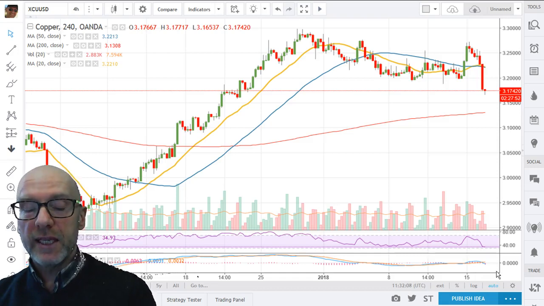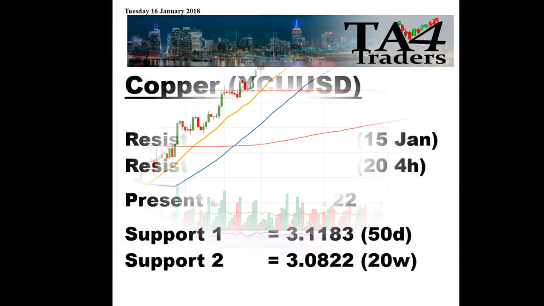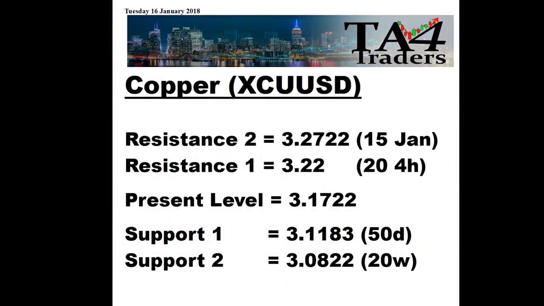Okay, looking at the support and resistance levels, we've got resistance at the 20 from the 4 hour, and the 50s, as we've just seen, is around that level. That's 3.22, critical resistance. Then the high of the 15th of Jan, 3.2722, and then this lack of supports comes into play. First support is only at the 50-day, 3.1183, and then we're at the 20-week, which is 3.0822.